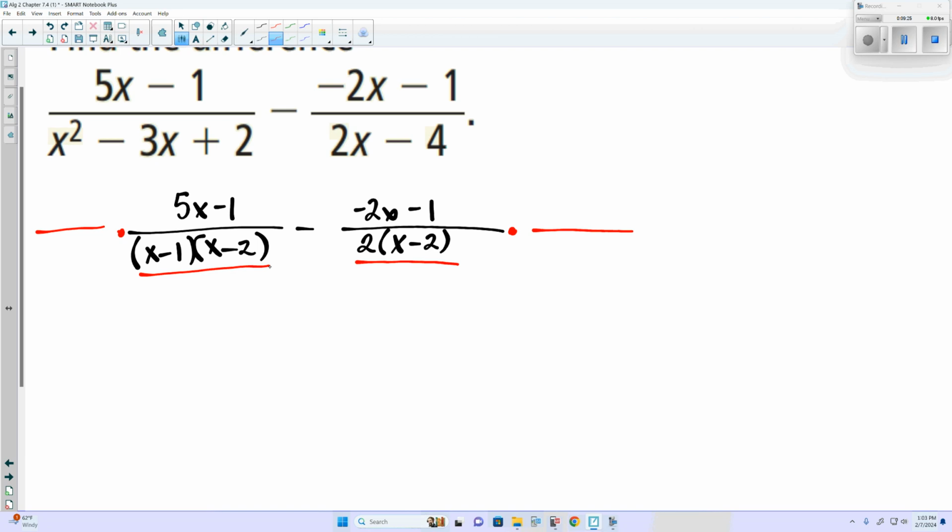So what does this right side have that this one doesn't? Because the right side has a 2, the left side does not. But they both share that x minus 2, yes? So they have that, and they both have it once, so that's fine. The left side's missing a 2, the right side has it, yes?